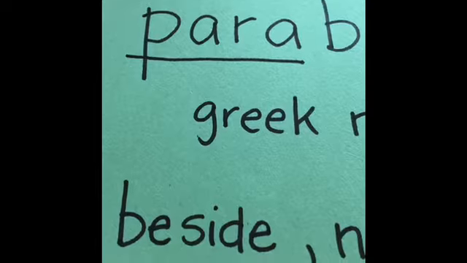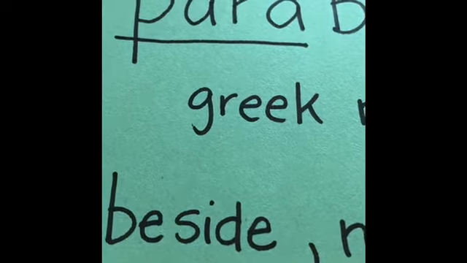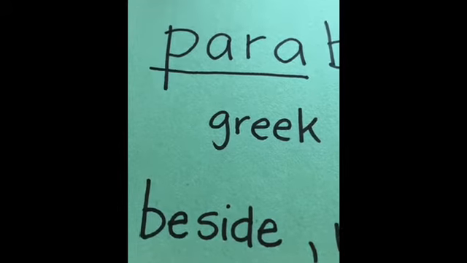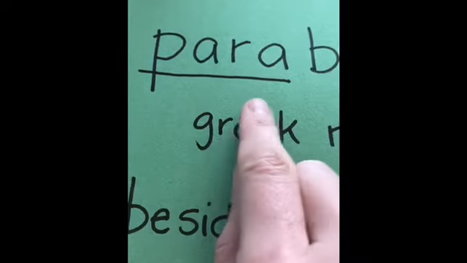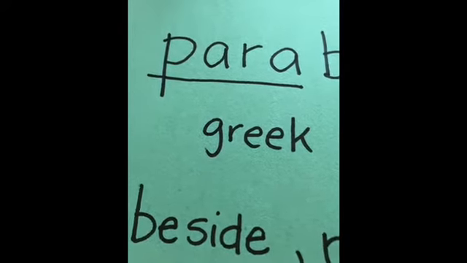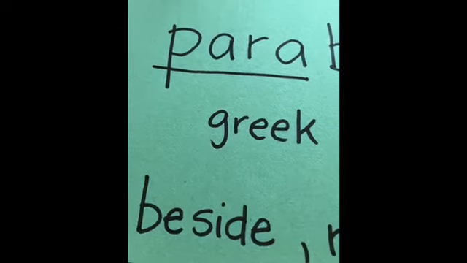A parachute, I don't know, maybe it's because you wear it right next to you. Parasite, living side by side maybe. So any words that you can think of that have that para, you can add them in the comments and we can see how many words that we come across that have para in them.